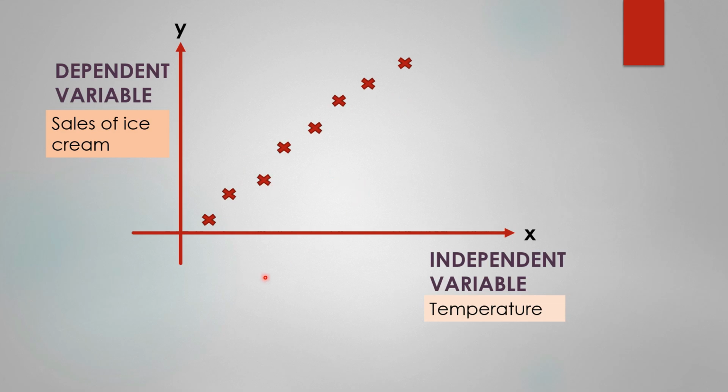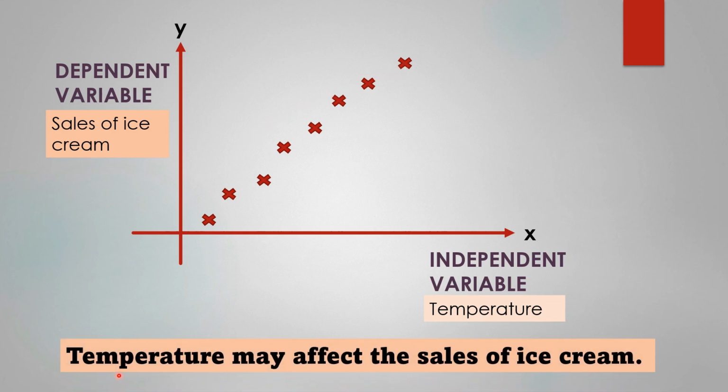When the temperature increases, the desire of people to eat something cold increases. So that's why, with an increase in temperature, the sales of ice cream will increase as well. As a conclusion, we may write like this: temperature may affect the sales of ice cream.